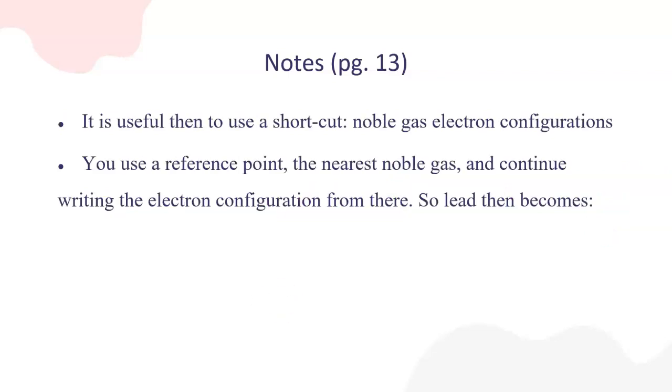The noble gas electron configuration, or noble gas shortcut, allows you to use the nearest noble gas, the one right before your element. It is the one you just passed before you got to your target element, and you continue writing the electron configuration from there. From this reference point, this is the rest of the electron configuration. We only use noble gases, and a noble gas cannot be a shortcut for itself. We'll get into that part in a little bit.